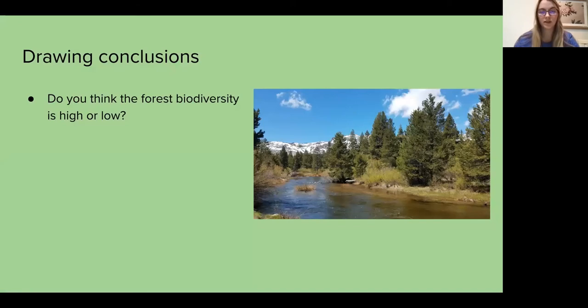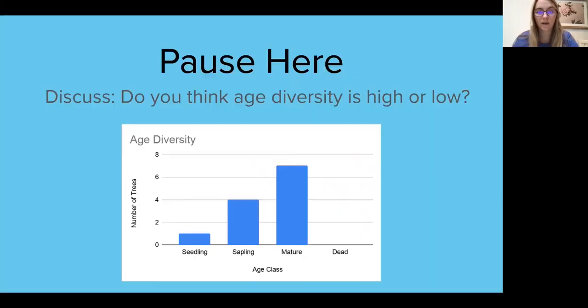So moving on to our second discussion question, do you think age diversity is high or low? So here is our graph for age diversity, and I want you to pause the video here for about 5 minutes and discuss or write down, do you think age diversity is high or low, and why do you think that?